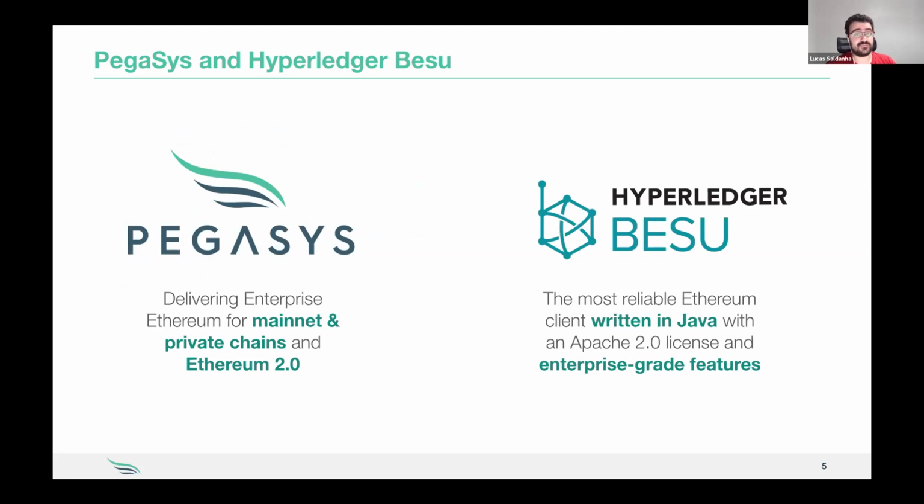Hyperledger Besu is the most reliable Ethereum client out there. It started as a Pegasus open source project and was donated to Hyperledger Foundation last year. It was designed with enterprises in mind, from the friendly Apache 2 license that we decided to use, and also the implementation language of choice, that is Java, which makes it easier for enterprise adoption. It can be used not only as a regular public Ethereum mainnet client, but you can also use some of its enterprise features like permissioning or privacy.